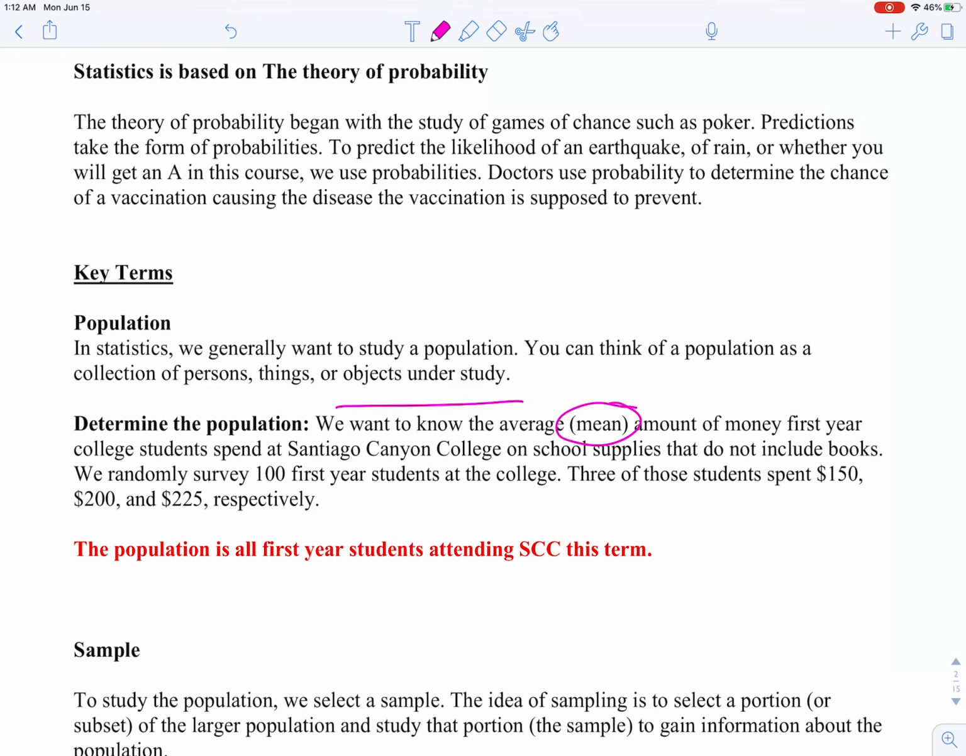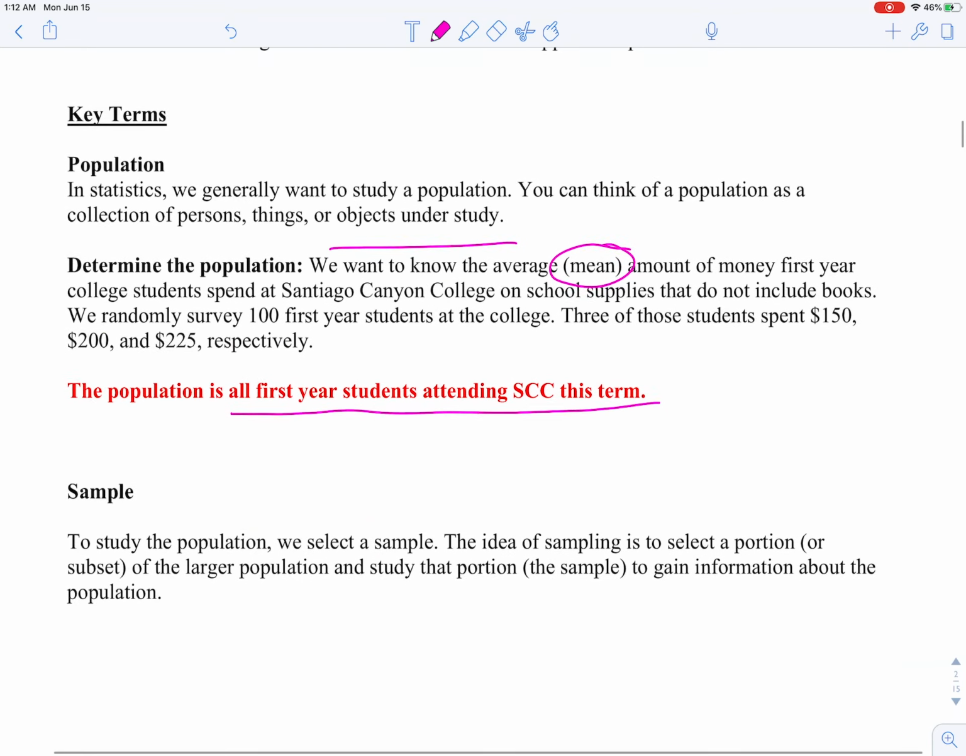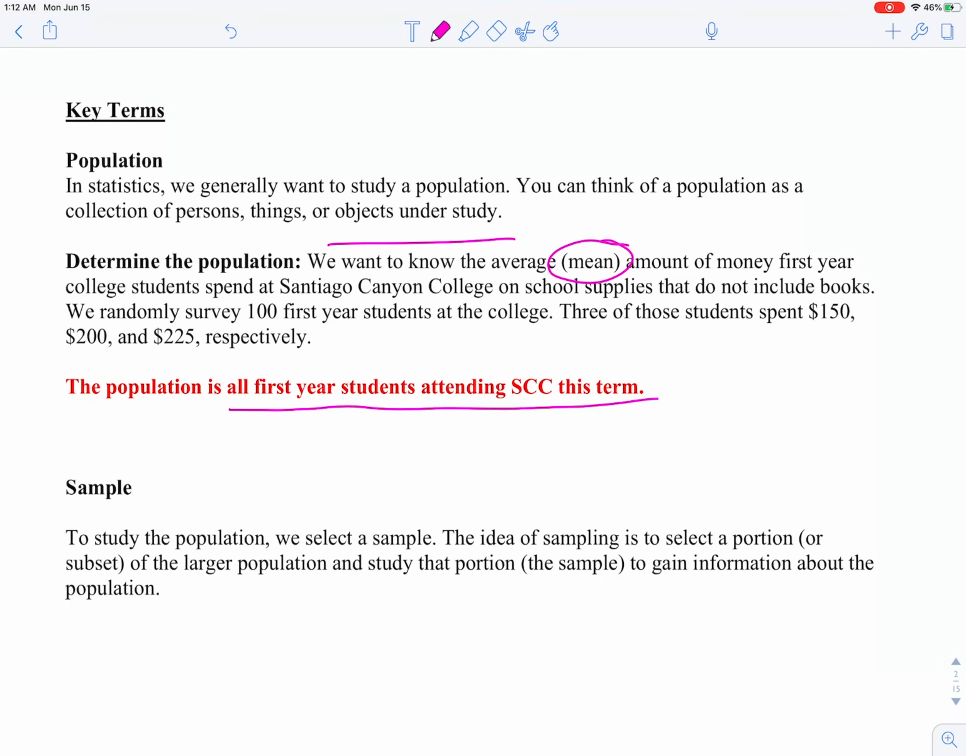Right? So they want to know, what is the population of study here? Well, we're studying all first-year students attending SCC this term, because that's who we're questioning. That's who we took a sample from. Okay? Speaking of the word sample, to study a population, we select a sample. The idea of sampling is to select a portion or subset, a smaller piece of the larger population, and study that portion, the sample, to gain information about the population. And of course, the reason we normally do this is to save time, save money, save effort, right?